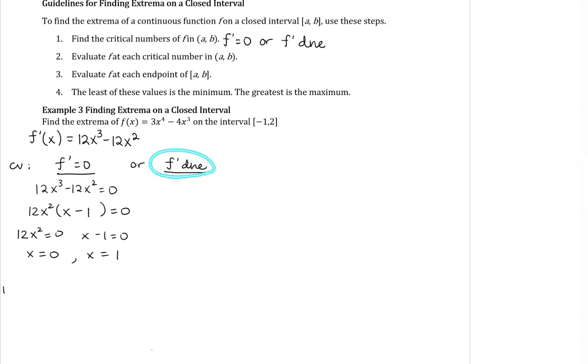Now let's find the places where the derivative does not exist. Well, the derivative here is a polynomial, and that exists everywhere. So it never happens that the derivative does not exist. So in this example, we only found critical values from where the derivative was equal to 0. Now that we have the critical values, steps 2 and 3 tell us to evaluate the original function f at both the critical numbers, critical values, and the endpoints of our interval.